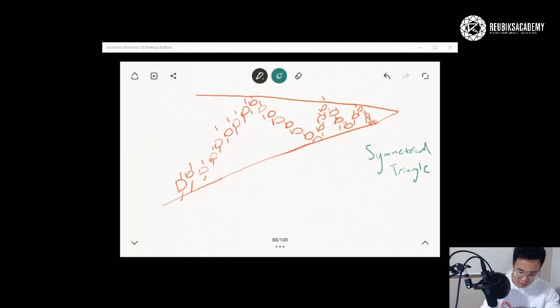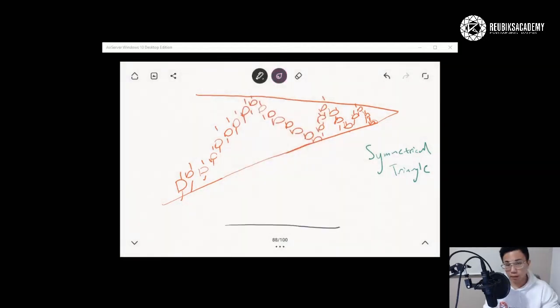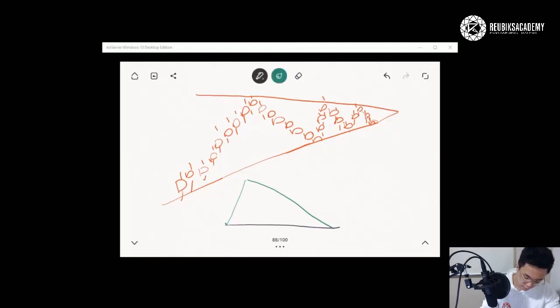Now, what if it's not a symmetrical triangle? Instead of having two trend lines, an upper trend line and a lower trend line, it could have one support, okay, and one downward slanting trend line. So what do we call this triangle? What is this triangle called? This triangle is called a descending triangle. This is what we call a descending triangle.